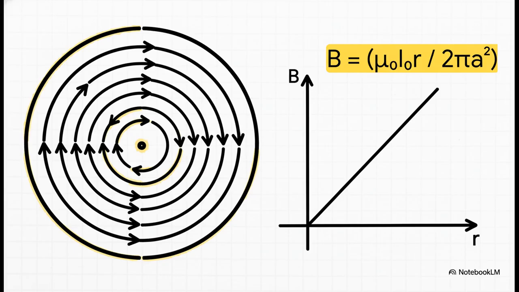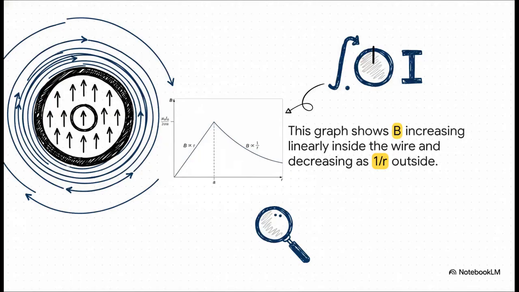The magnetic field isn't constant in here. It actually starts at 0 at the very center of the wire and then grows in a straight line, getting stronger as you move outwards towards the edge. And check out this graph. It just pulls it all together so nicely. You can see the magnetic field increasing linearly, in a straight line, from the center of the wire out to its edge at radius a. Then, the moment you step outside the wire, it starts to drop off, getting weaker as 1 over r, just like we found before. It's a complete picture of the magnetic field, all thanks to Ampere's law.